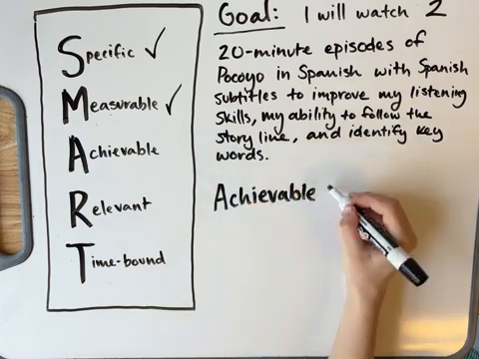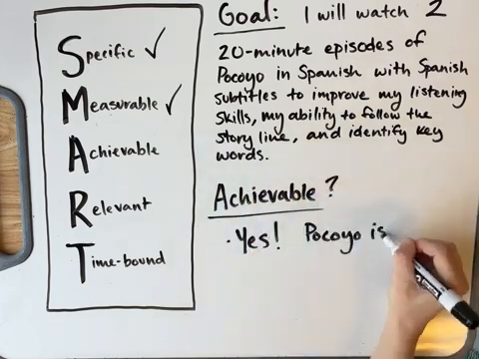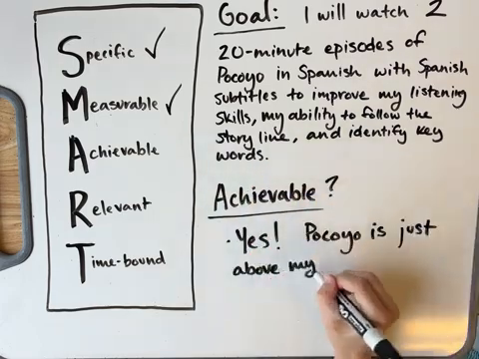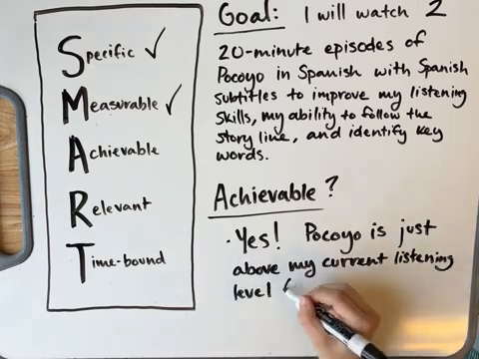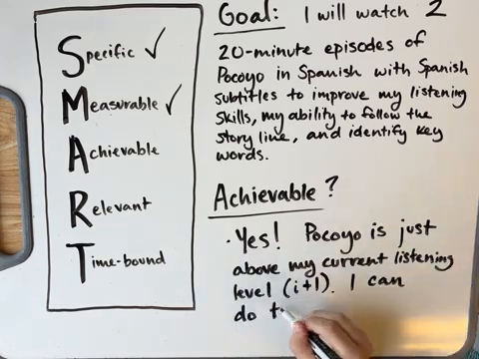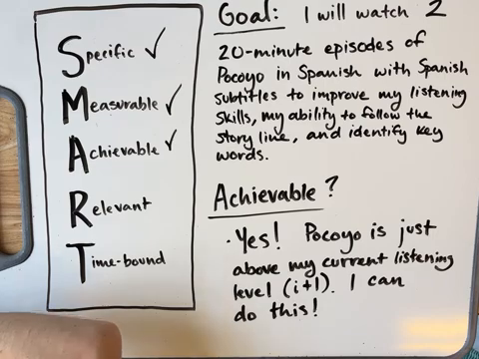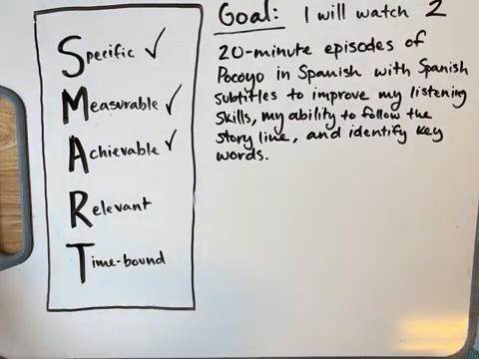Now, is our goal achievable? We do not want to have a goal that won't be possible. Like if we were to say we were going to watch a show that is high above our level, meaning it wouldn't be effective. But we will be able to achieve our goal since it is right above our current listening level, and we'll be able to watch 2 episodes.